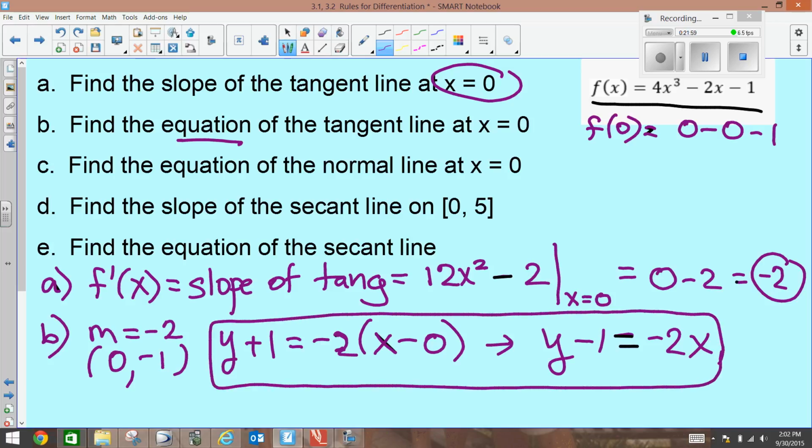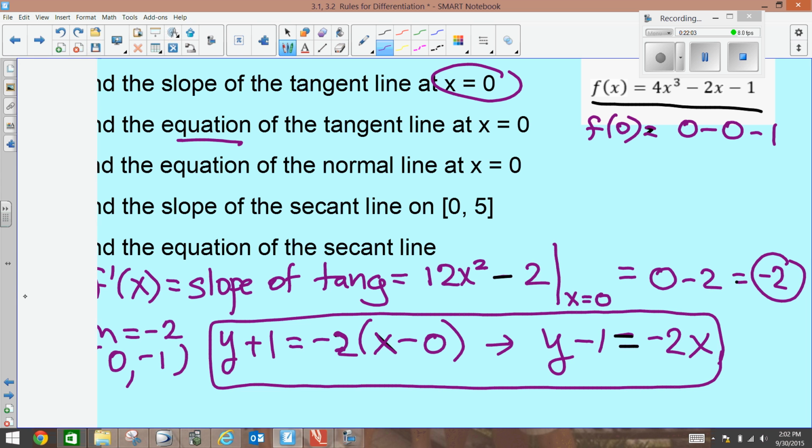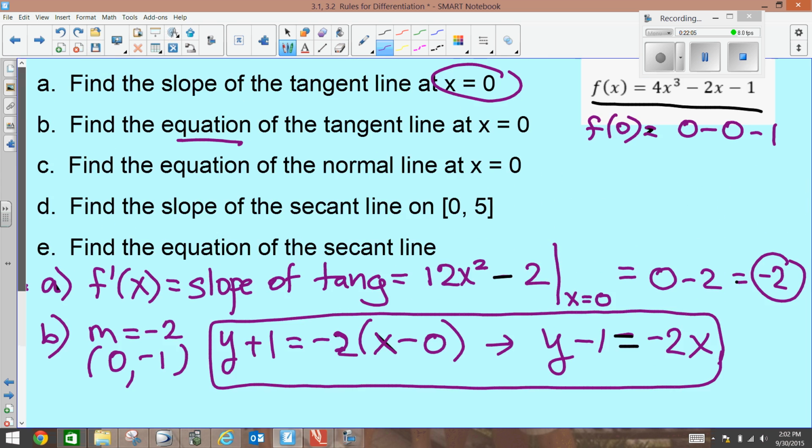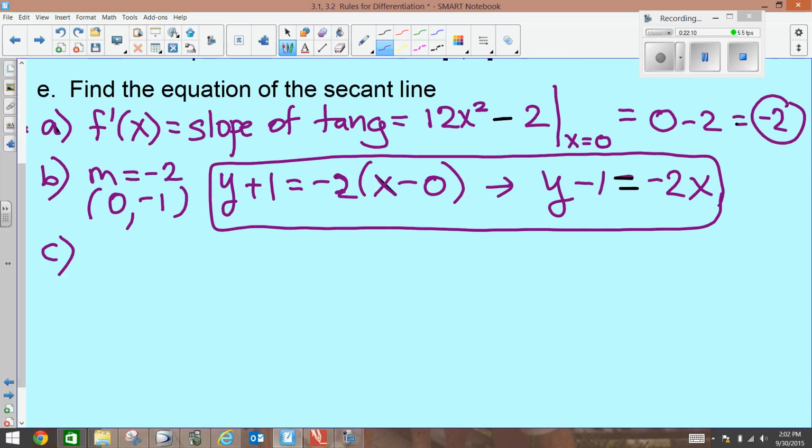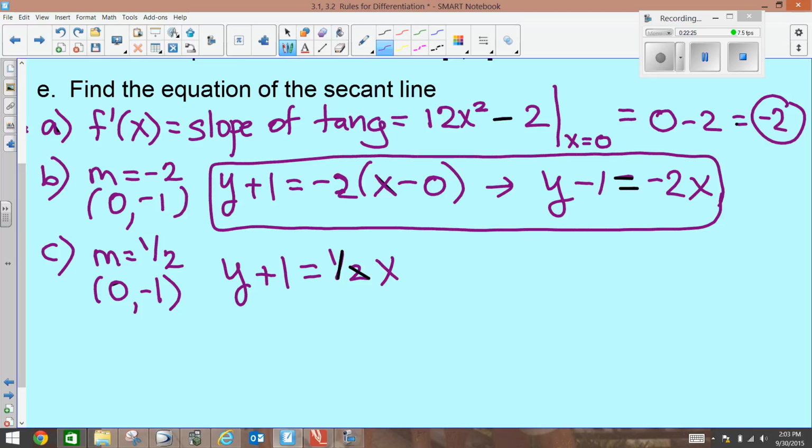Now it says, part C, find the equation of the normal line. Okay, remember we talked about the normal line. The normal line is perpendicular. So we know the slope is opposite and reciprocated, so that's 1/2. And remember, it still goes through the same point. So y plus 1 equals 1/2 x, done. Okay, there's C.